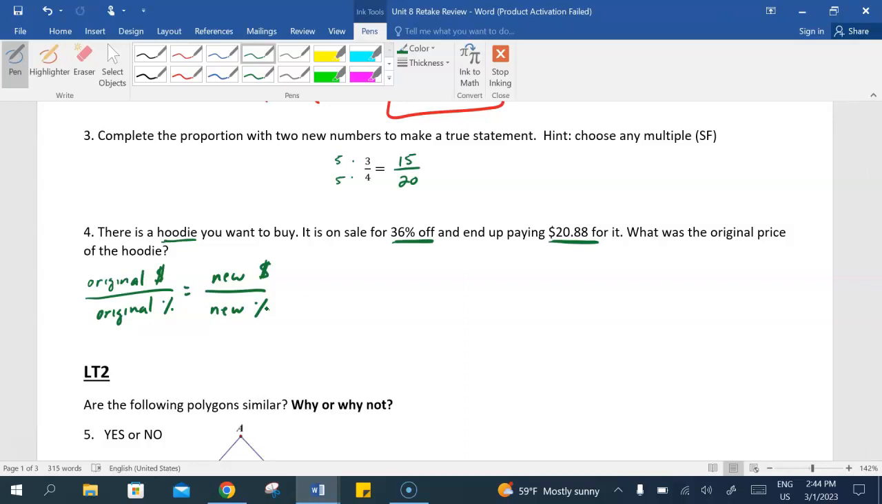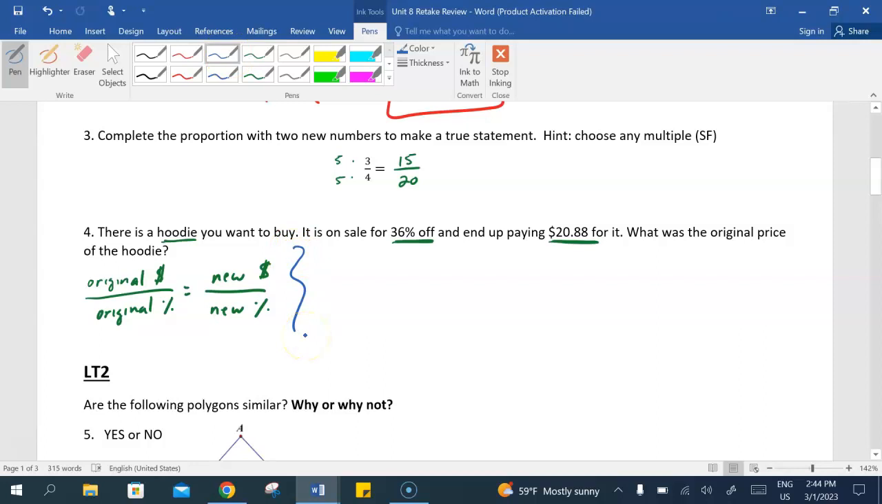That order does matter. So if I put money on the top of the first fraction, money has to go on top of the second fraction. If you switch those up and put percent over your dollar amount, then you're going to get the wrong proportion. You're going to get the wrong answer when you cross multiply. So I'm going to go ahead and use that template.